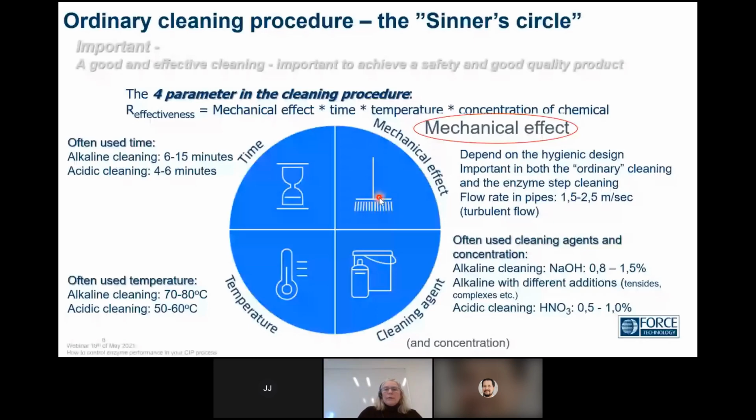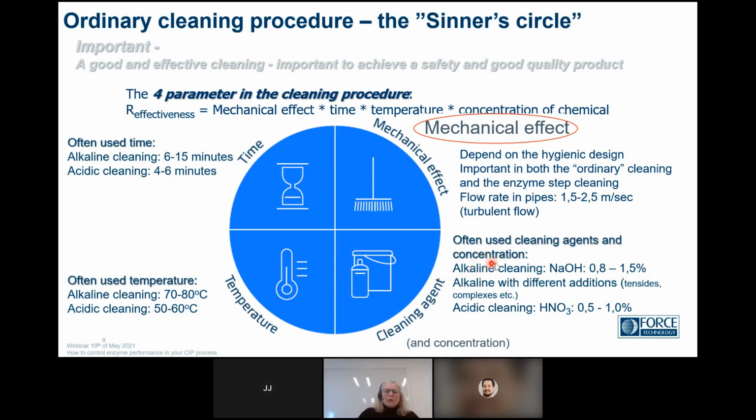The most difficult part to get optimized is the mechanical effect, because it depends to a very high degree on the hygienic design. It is very important in both the ordinary CIP cleaning and in the enzyme step cleaning, which also could be in the CIP in the closed system. If we are talking about the flow rate in the pipes, we should have it between 1.5 to 2.5 meters per second. That gives the turbulent flow, and that is the optimal flow for optimal cleaning.